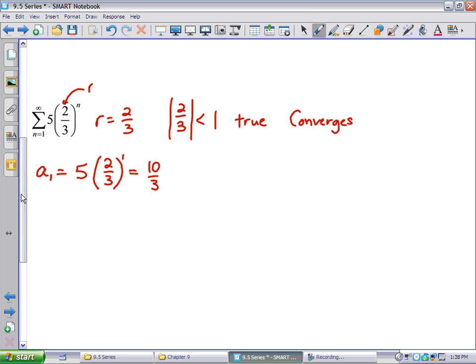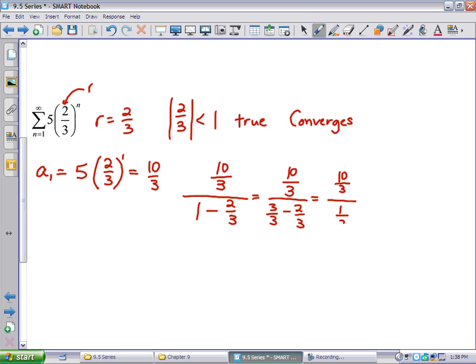Using that formula, they said take your a, so we have 10/3, and divide it by 1 minus r, and r was 2/3. Okay, so now we need to work this out algebraically. This comes out to be 10/3 over 3/3 minus 2/3, because you have to get common denominators, or 10/3 over 1/3, or 10/3 divided by 1/3 or multiplied by the reciprocal, which is 3 over 1. Your 3's will cancel, and our sum here comes out to be 10.